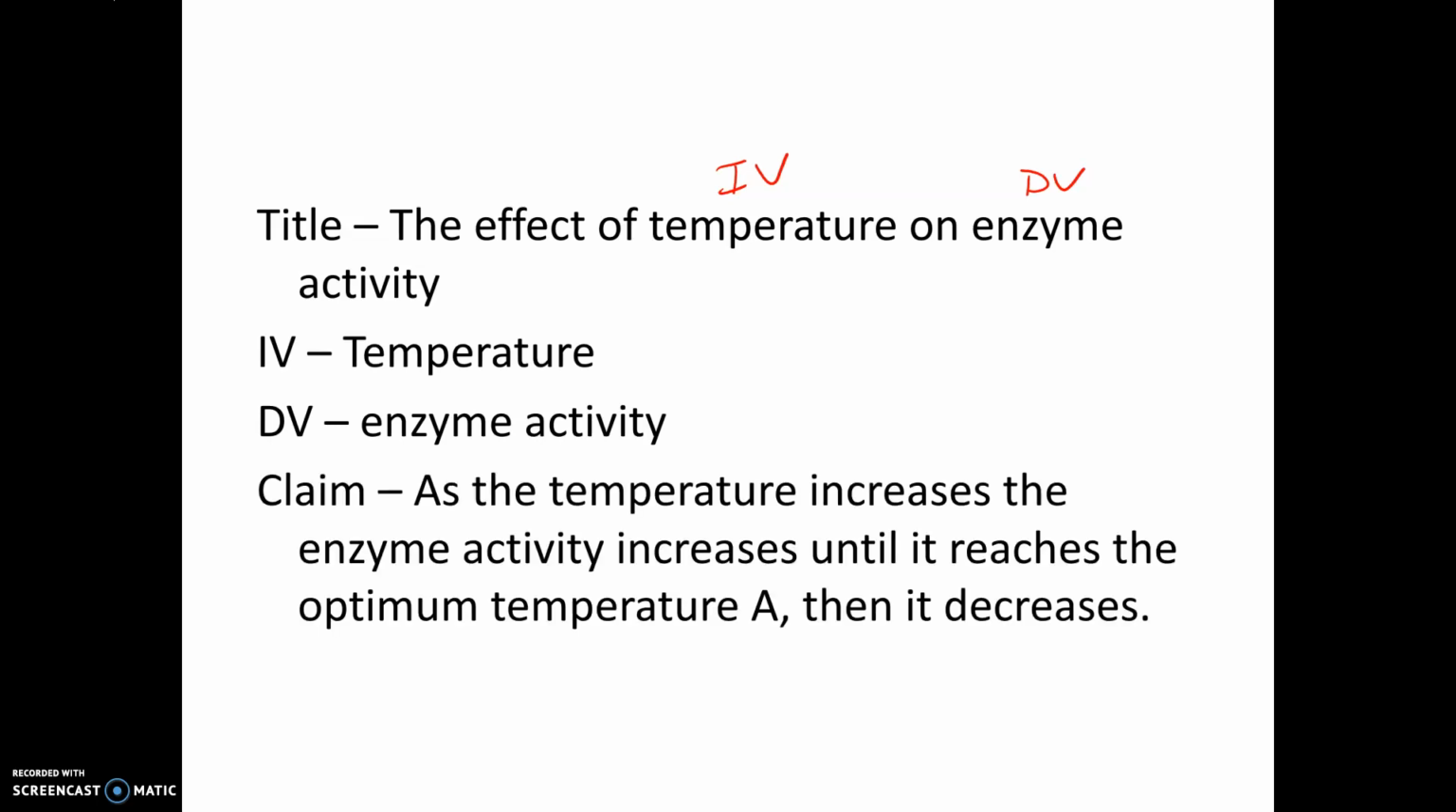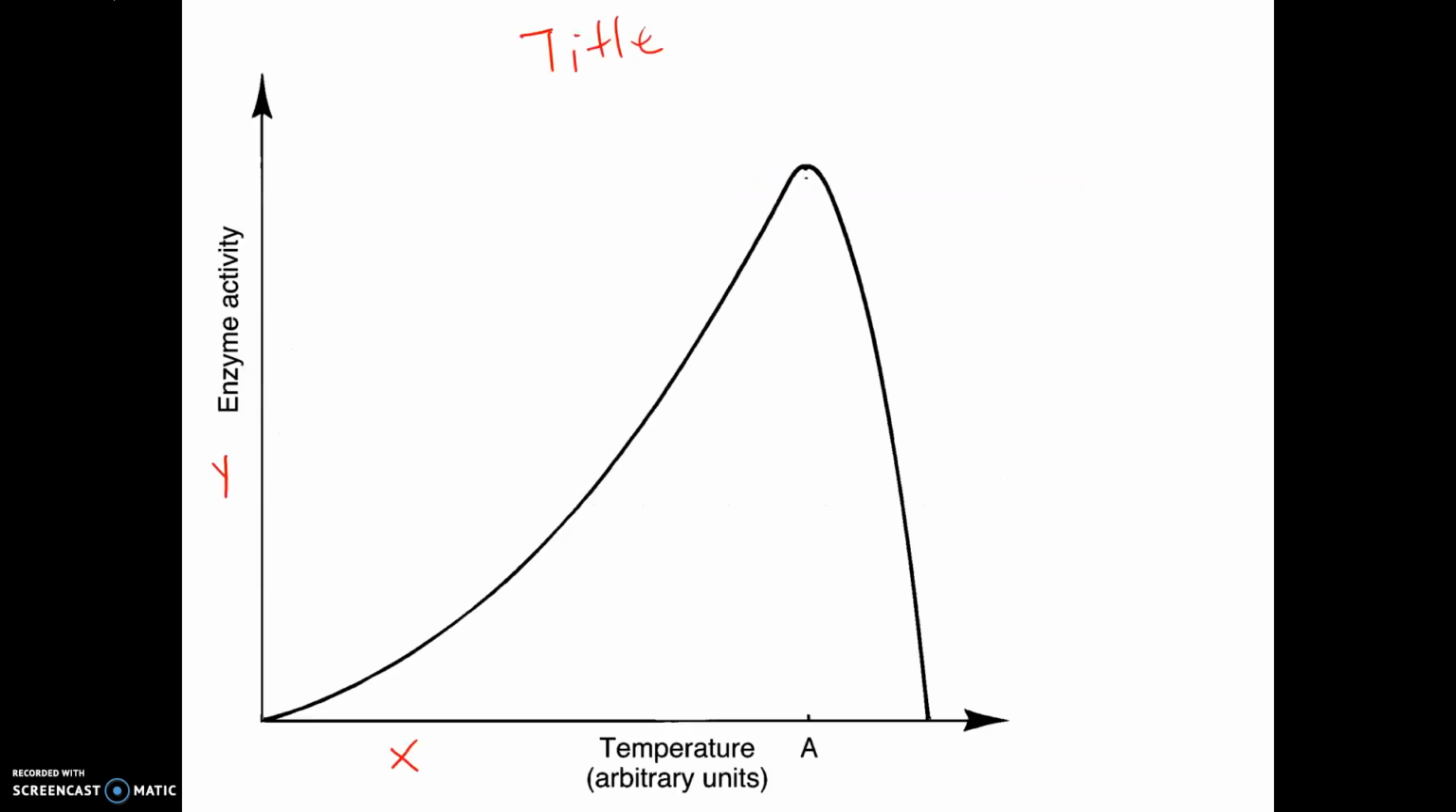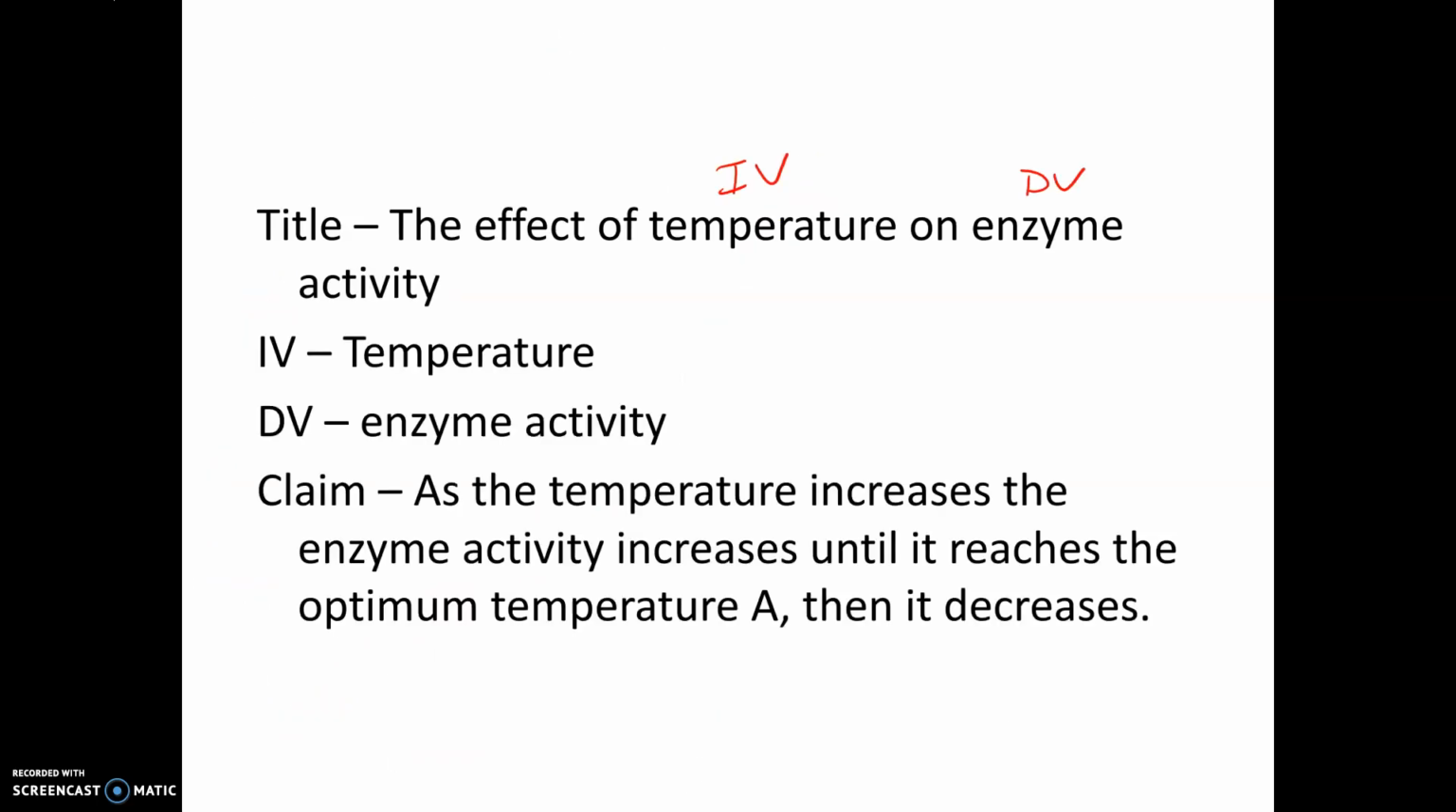And then if we were to make a claim about our graph that we just saw, let's go back to our graph. We can see, look, as temperature increases, say we're increasing this way, we're also going to see that enzyme activity is increasing as well. So as temperature increases, enzyme activity increases until it reaches optimum temperature A, and then it will decrease. So that is a claim that we can make about that graph. Not too many numbers on this graph, as you'll notice, but that's a really great claim, and we can see the evidence there is right where we see it.